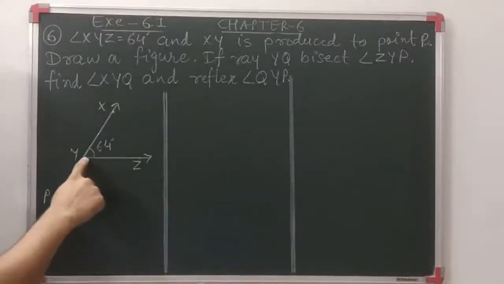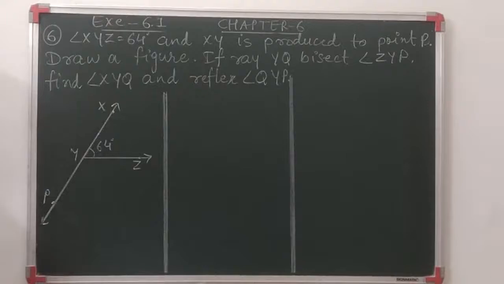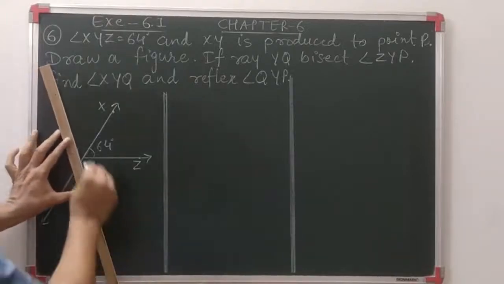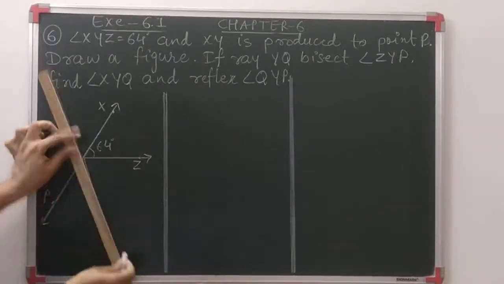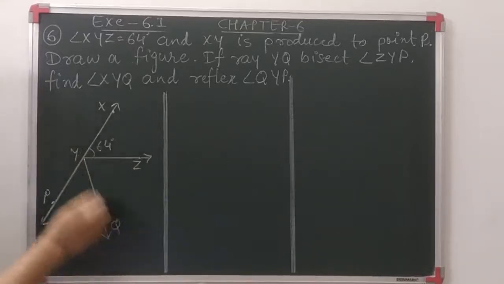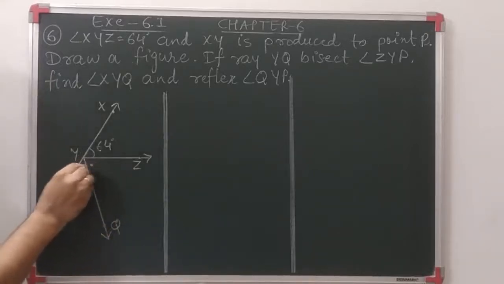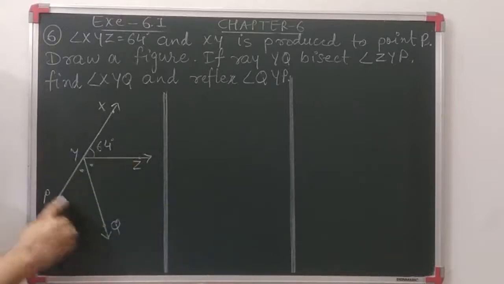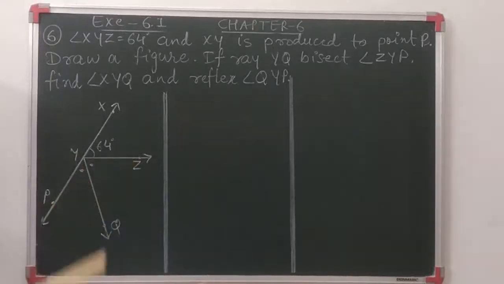It is written that YQ bisect which divide the angle into 2 equal parts. So let me draw here. It's YQ. So this is of equal measure. This angle ZYQ and PYQ. So we have to find out angle XYQ and the reflex of QYP. So let's see, it's not so difficult.